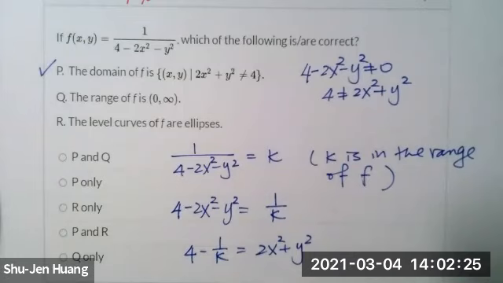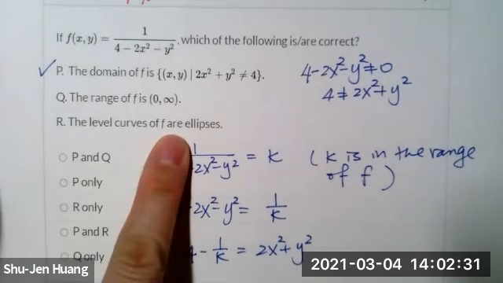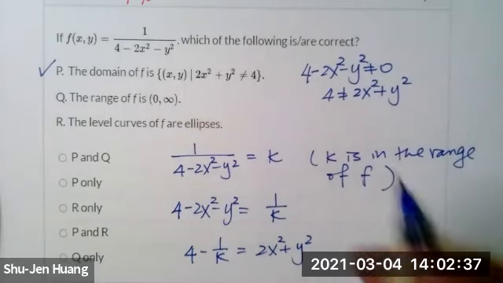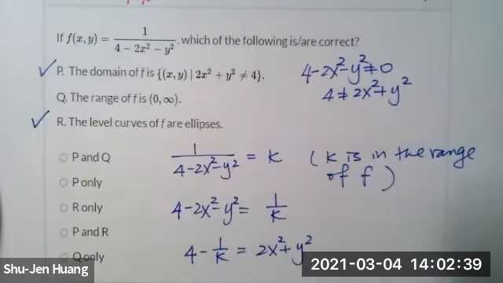So we have 2x squared plus y squared equal to a number. What's the level curve we have here? The sum of two squares, so do we have ellipses? Yes. So the statement R is correct here. The level curves we have here represent ellipses.